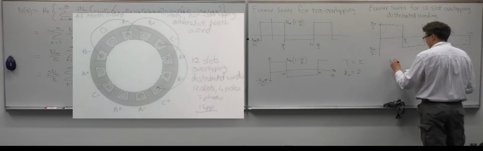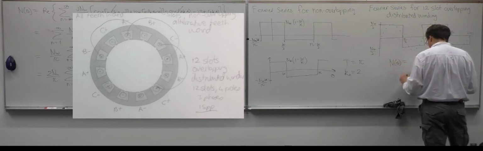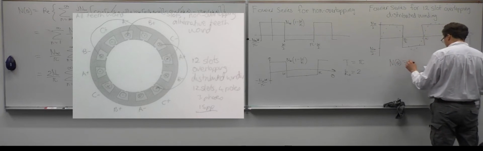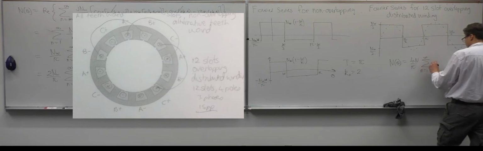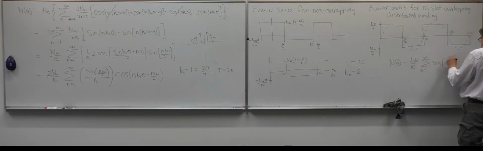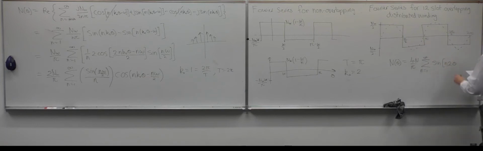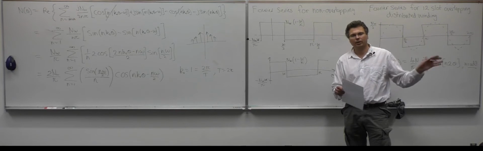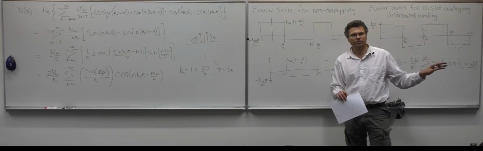So then the winding function for this is just going to be 4 over n pi times the summation n equals 1 to infinity sine n 2 theta. The 2 comes about because it's two pole pairs, and n is odd. So now I'm going to show the Mathcad simulation.